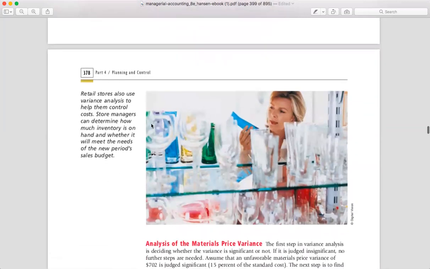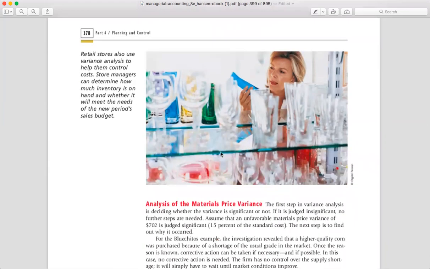So this is an example of a retail store that uses variance analysis to help control costs. A store manager will determine how much inventory is on hand and whether it will meet the needs of the new period's sales budget. So they want to analyze that.